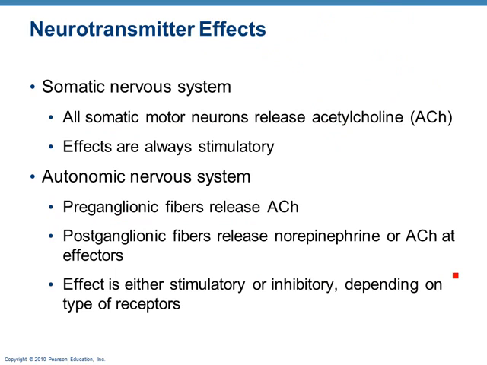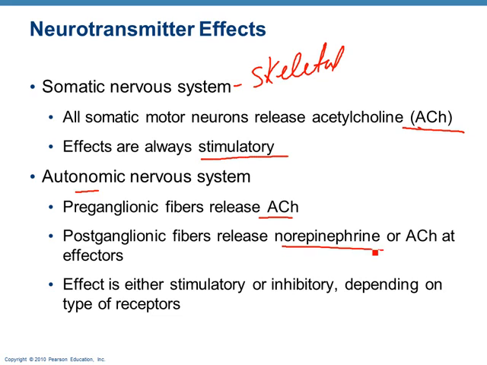We're going to review this on the picture. Remember, this is skeletal. Somatic nervous system, that's acetylcholine, okay? It always causes a muscle to contract. It always stimulates in the somatic nervous system. In the autonomic nervous system, the two main neurotransmitters are acetylcholine and norepinephrine, okay? And these can be either or, depending on the receptor type.